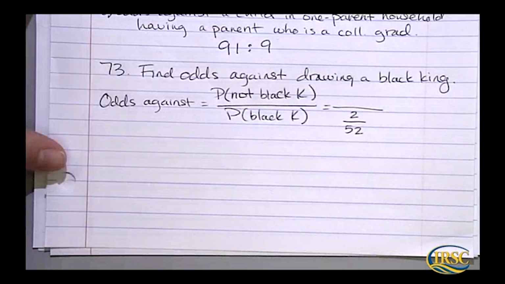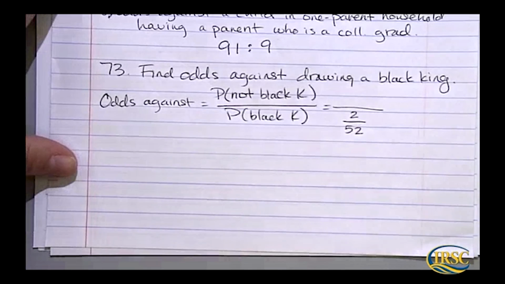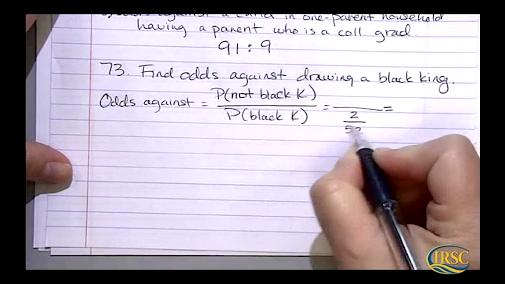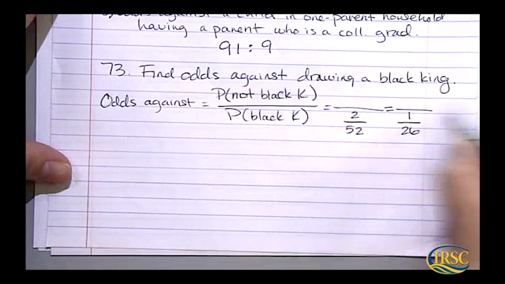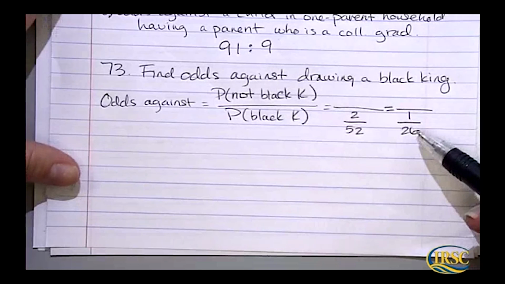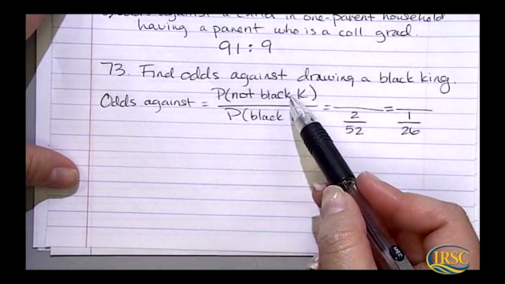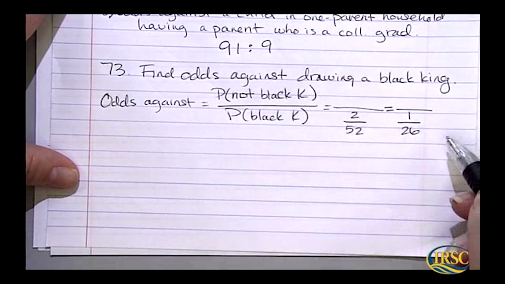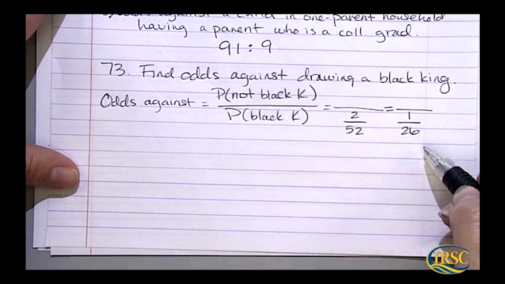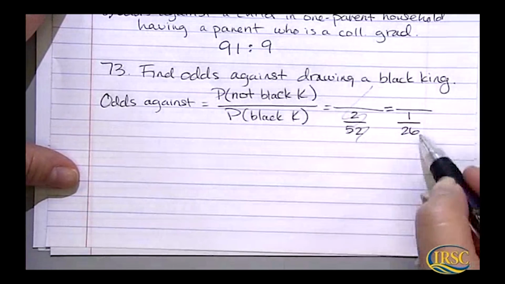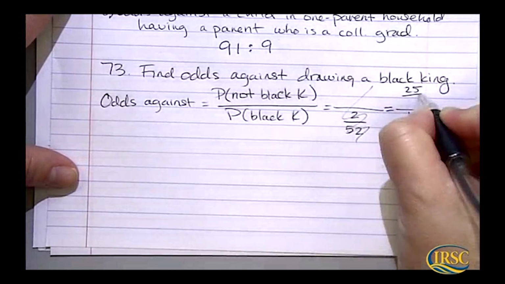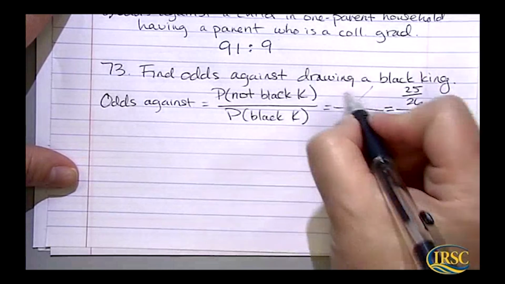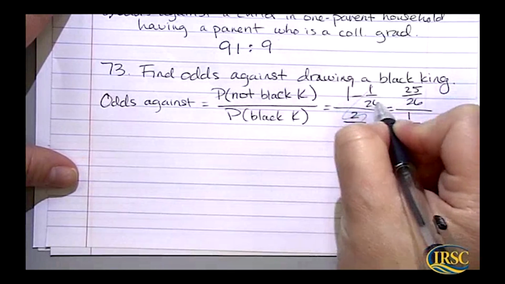And if you want, you can reduce that. So 2 goes into 52 how many times? 26. Okay, so 1 over 26. So therefore, what's the probability that it's not a black king? Well, now that we've reduced it, 25 over 26 is correct. Because remember, that's just 1 minus 1 over 26.